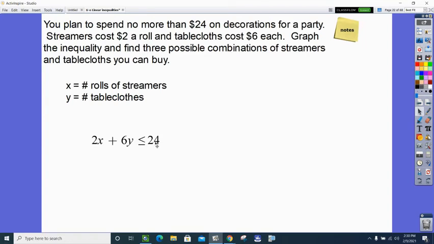spending exactly $24. I don't know if you can hear in the background, but Emma is officially screaming in the background. All right, so now we're going to graph this.